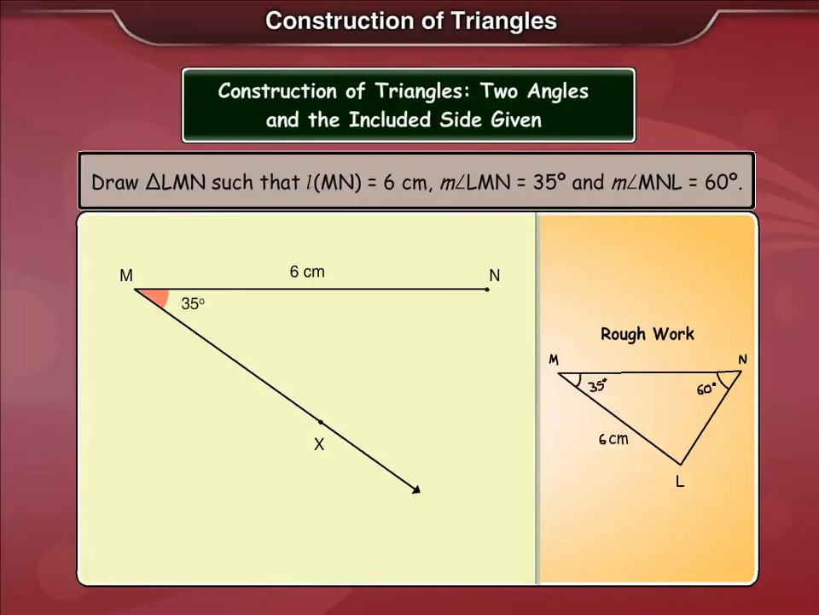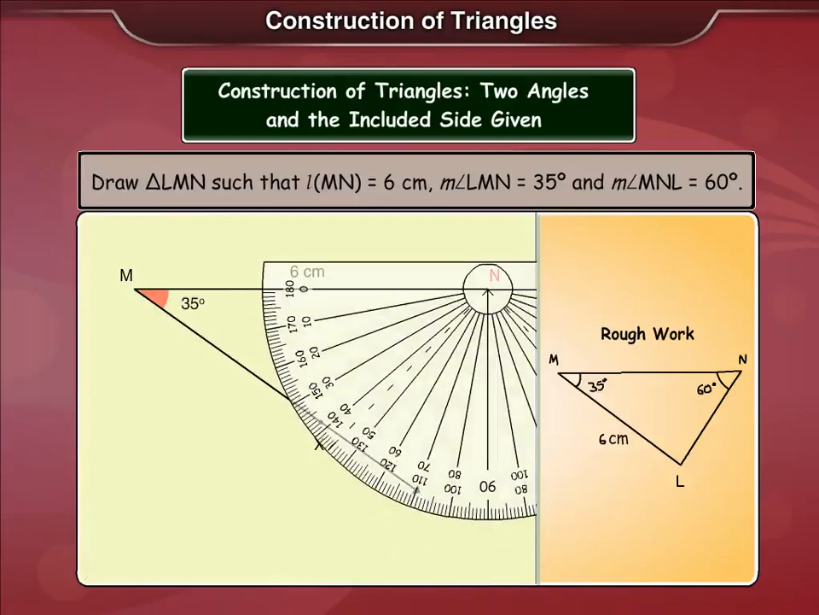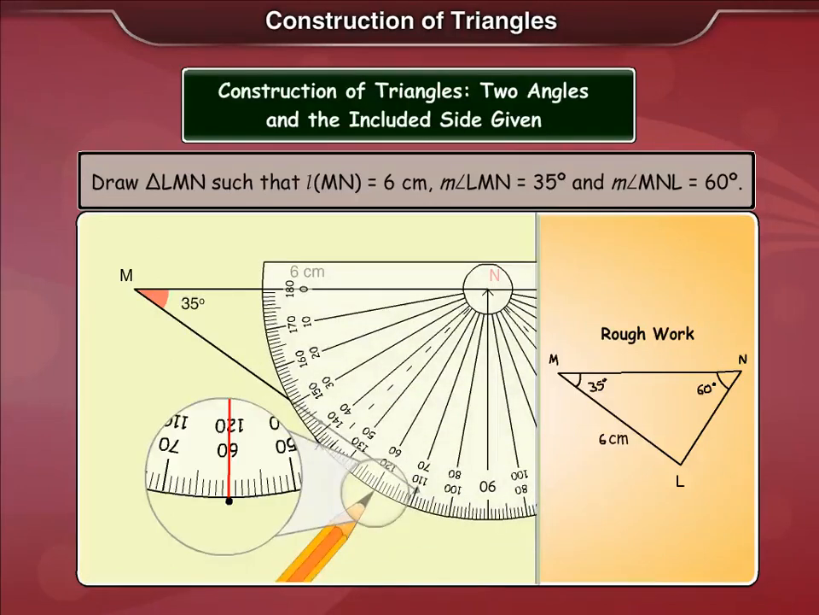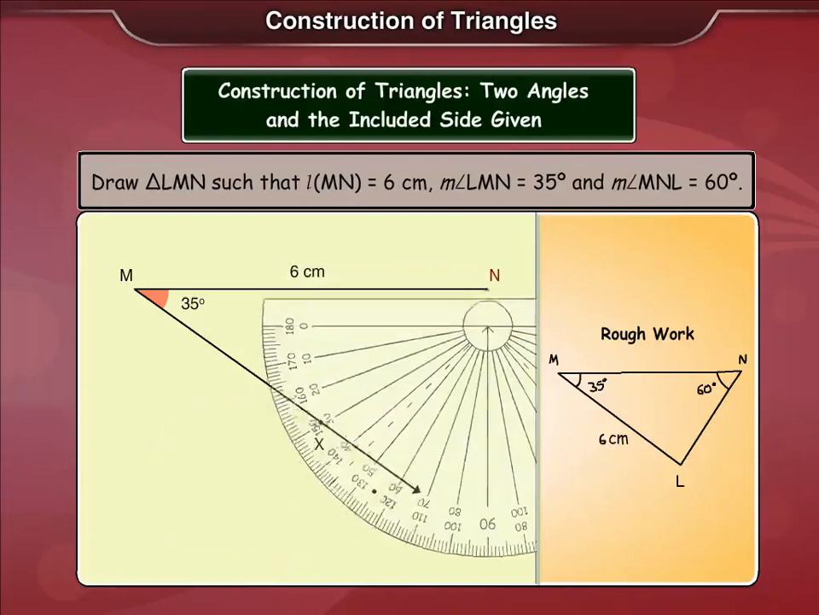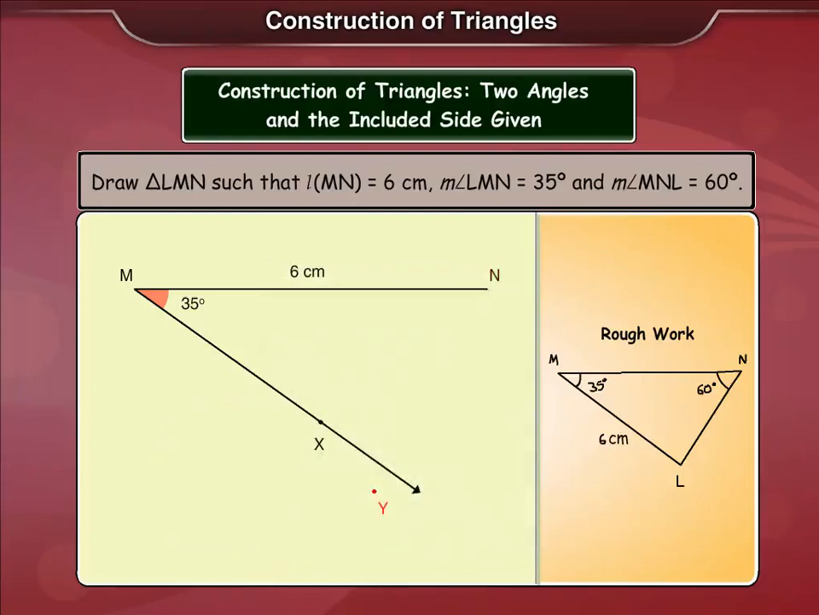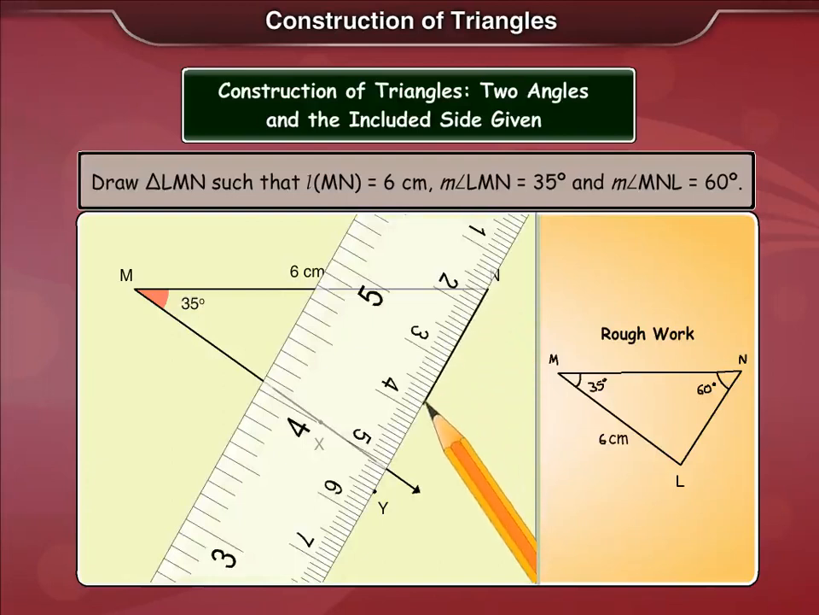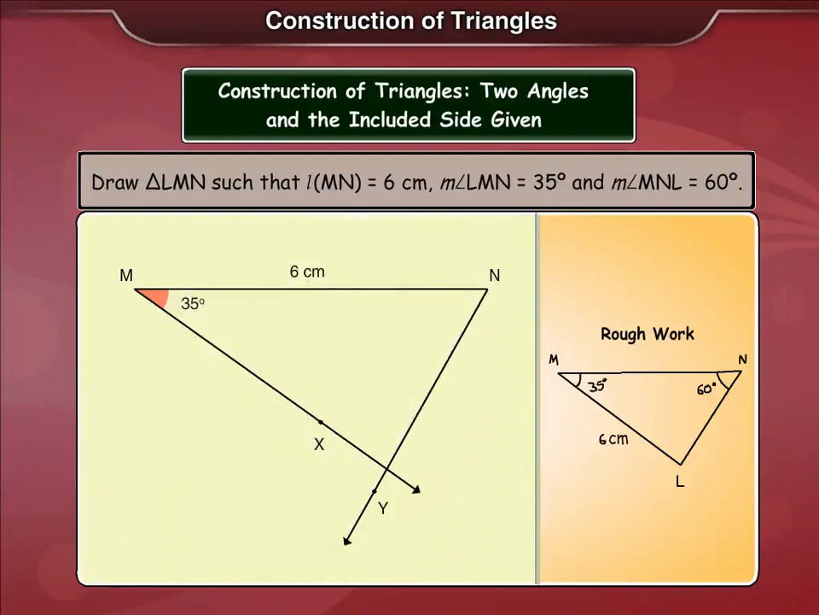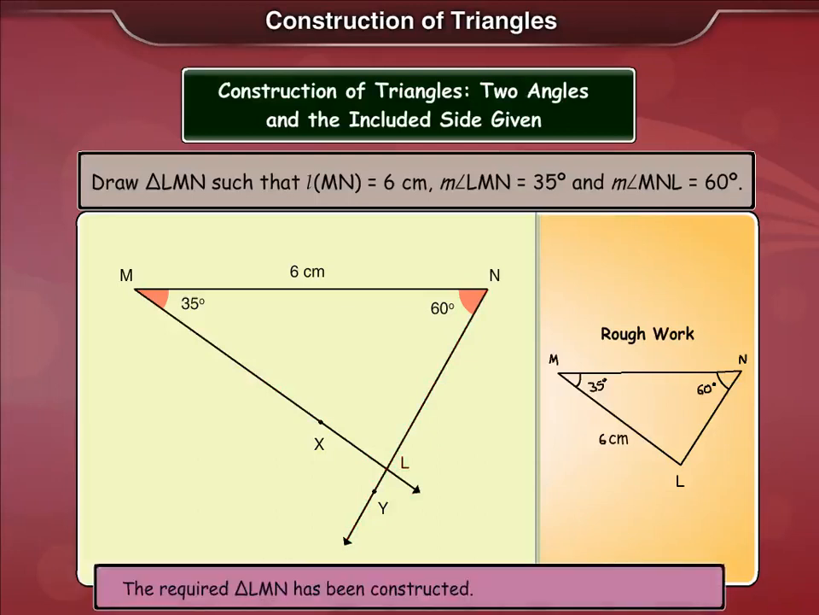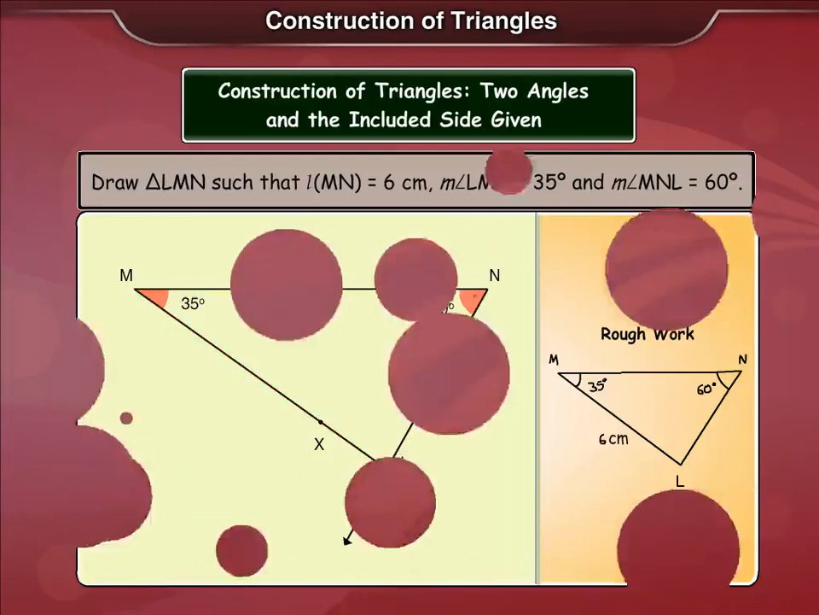We have to construct triangle PQR such that the length of side QR is 5.6 centimeters. The measure of angle PQR is 30 degrees. And the measure of angle QRP is 115 degrees. Let's start constructing the triangle. Using a scale, draw segment QR of length 5.6 centimeters.